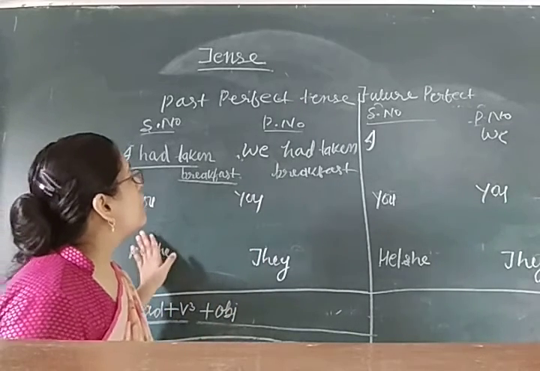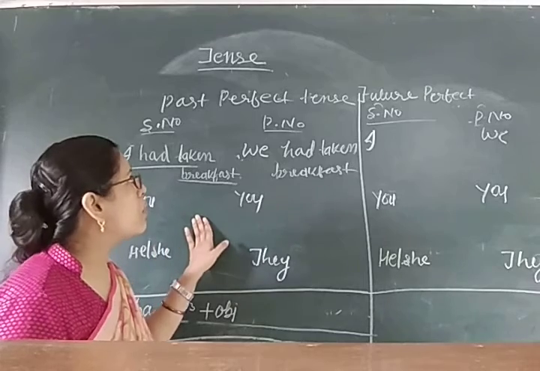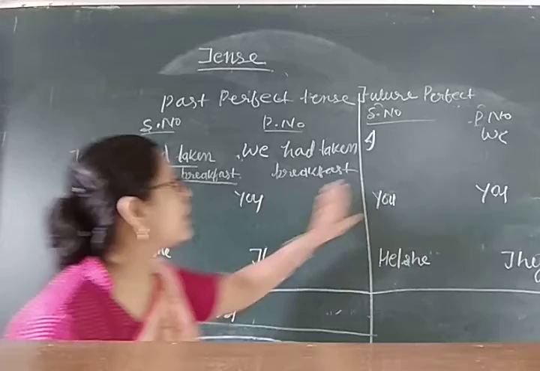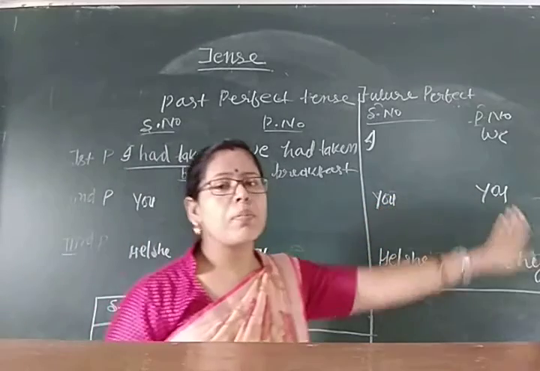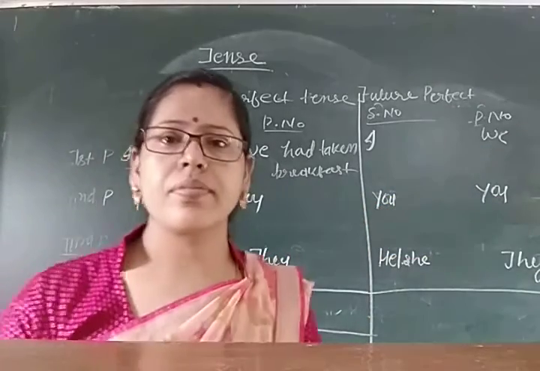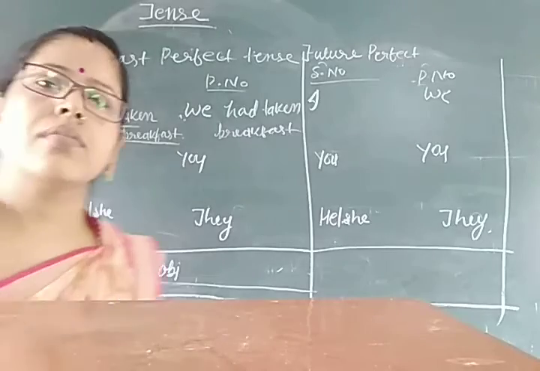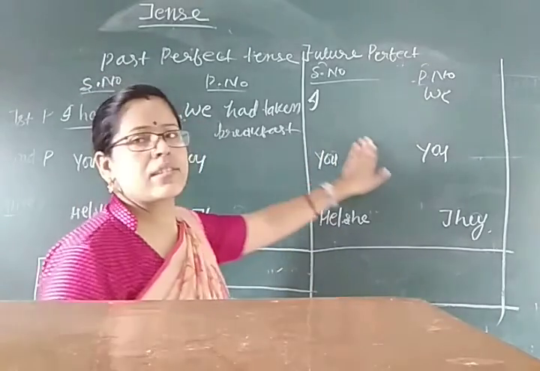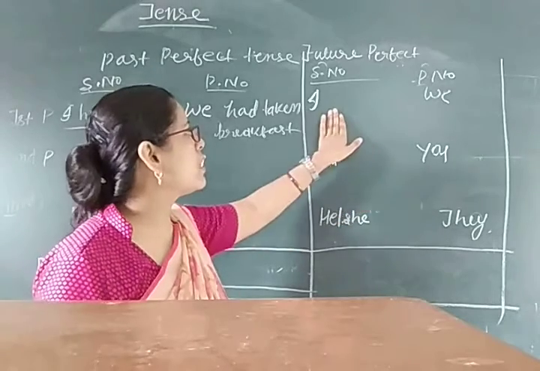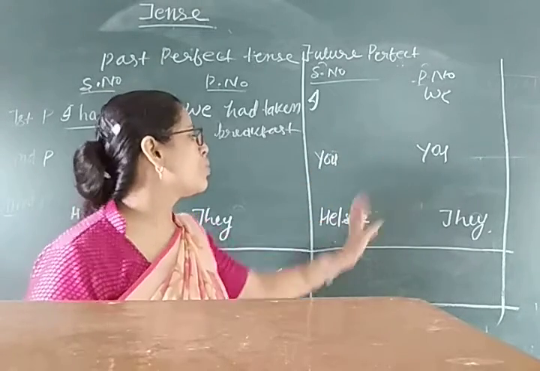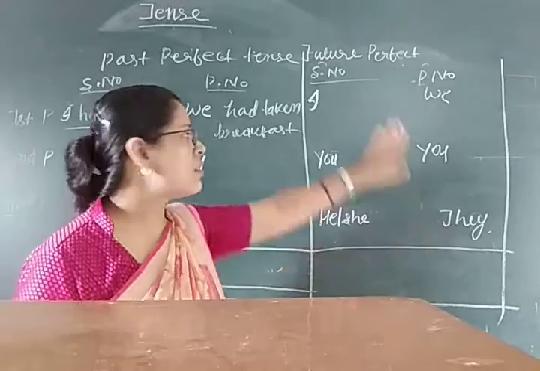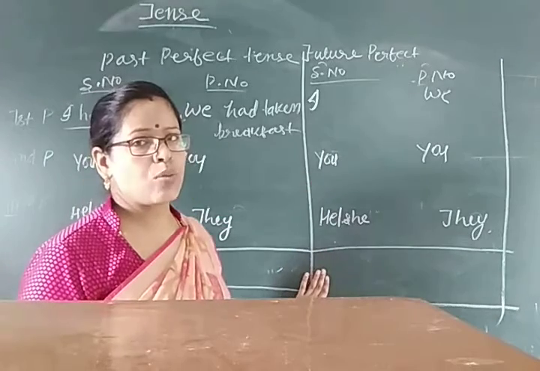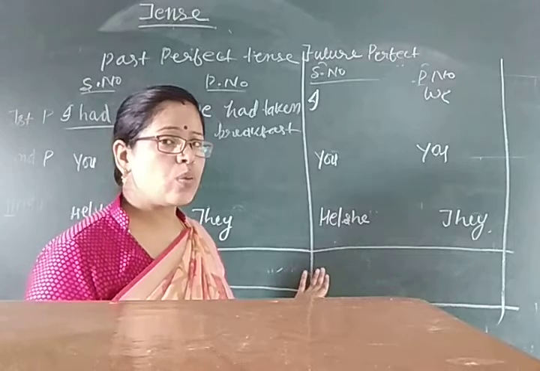So, this was all about the past perfect tense. Now, come to the another tense, that is future perfect tense. In this tense, future perfect tense, again we have to write here I, we, you, she, and they. This is the proper format, and now I am going to write here the second important thing, what is structure.